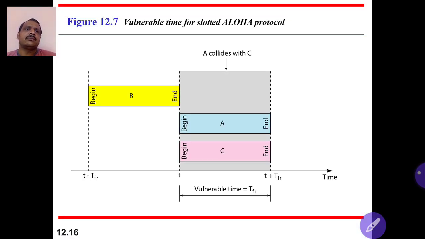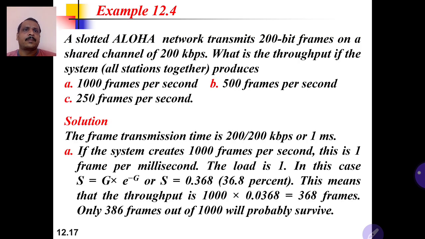It's a vulnerable time that is equal to the TFR, the time in which a collision happens, and that has to be indicated to all other stations. Okay, again we solve the same problem in the case of a slotted Aloha protocol.